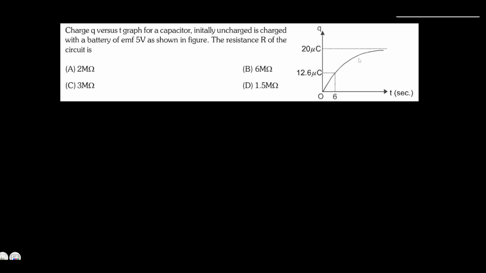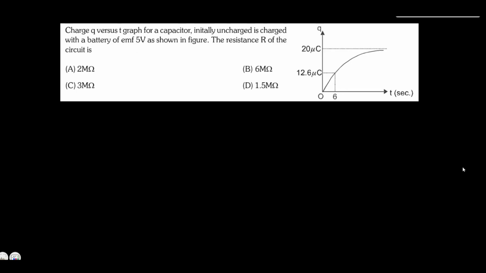Charge Q versus T for a capacitor initially uncharged. Each charge with a battery of 5 volt as shown in the figure. The resistance R of the circuit is. So we have to find the resistance R of the circuit, and here things are given like in a steady state maximum charge on the capacitor is 20 microcoulomb and battery is 5 volt.